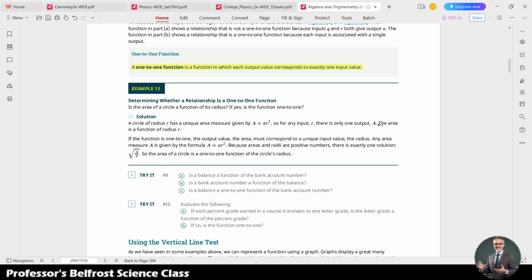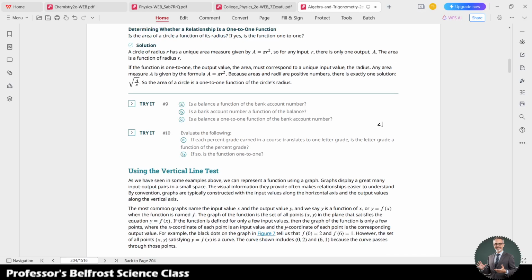Because if the function is one-to-one, the output value, which is the area, must correspond to a unique input value, the radius. And any area measure A is given by the formula A equals pi r squared. And because radii are positive numbers, there is exactly one solution. So this is a one-to-one function. So for the circle, the radius determines the area.